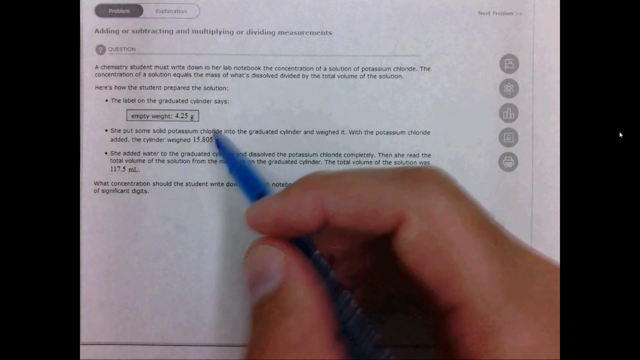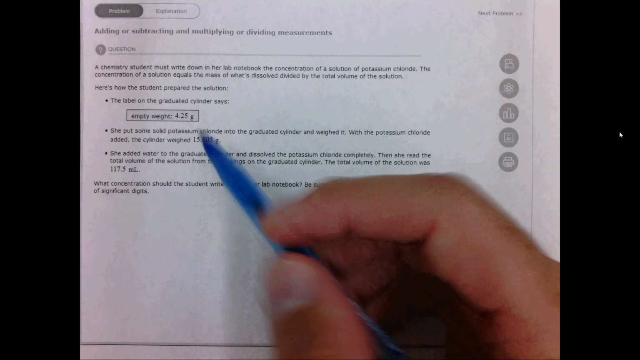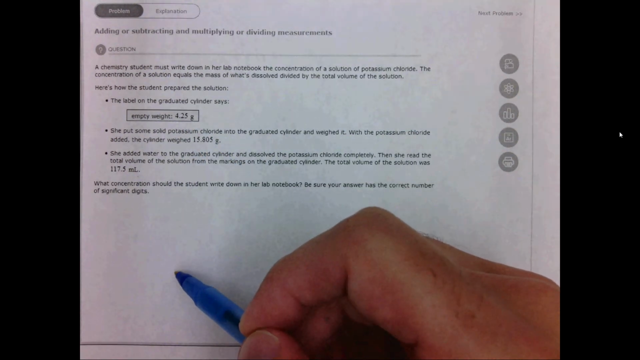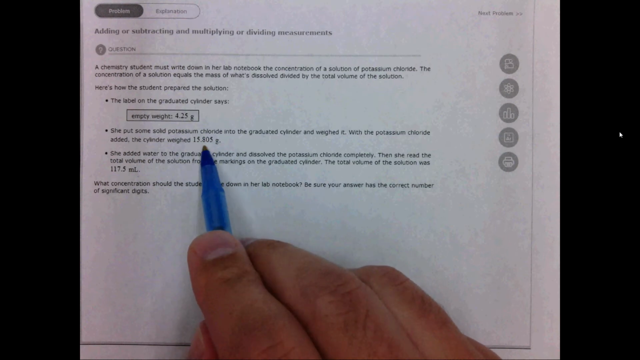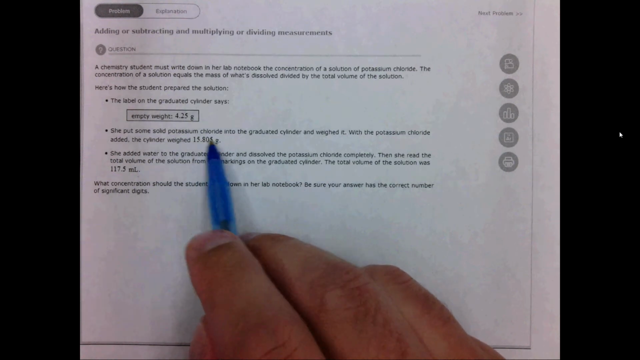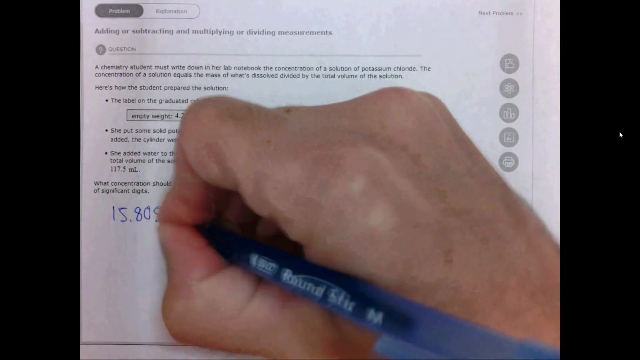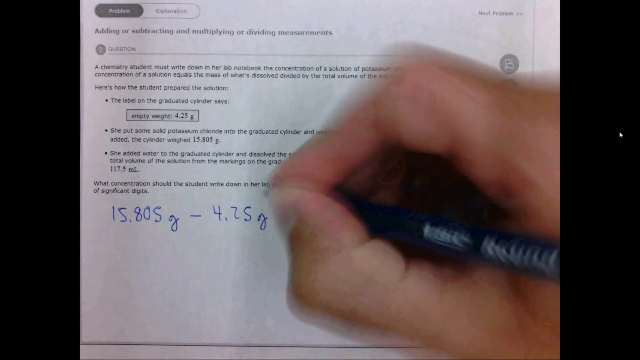In this case, we do have significant figures in both things. Both are measurements, the grams and the volume, so that's why I chose this as the example to go over. So in this case, first I want to figure out the mass of my sample. So I have the weight of the graduated cylinder and then the weight of the graduated cylinder after some potassium chloride has been added to it. So to find the mass of the potassium chloride, I want to take 15.805 grams minus 4.25 grams.